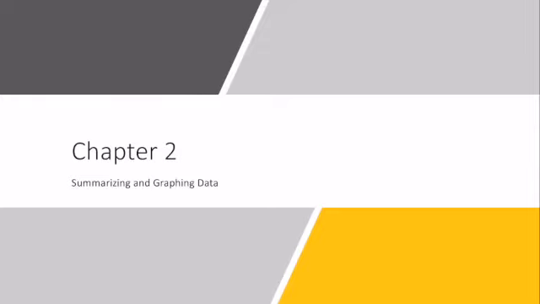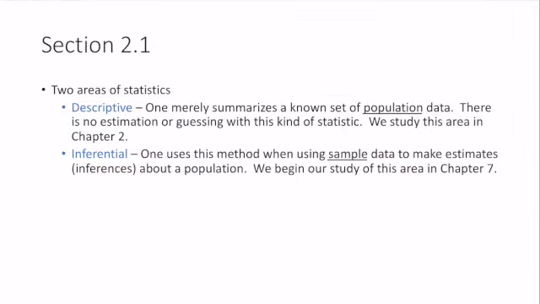All right, class, today we're going to be going over chapter 2, which is about summarizing and graphing data. So there are two areas of statistics, descriptive statistics and inferential statistics. Descriptive statistics is summarizing known population data. There's no estimating or guessing when working with this type of data, and that's what this whole entire chapter is about. We'll start looking into inferential statistics, which is when we use sample data to make inferences about a population, later on in this course in chapter 7.